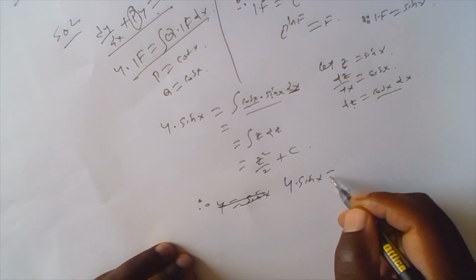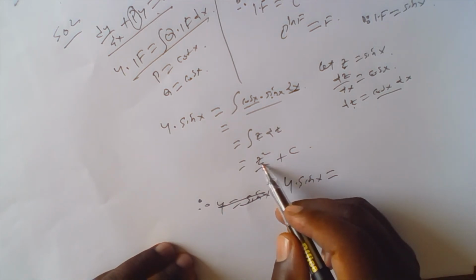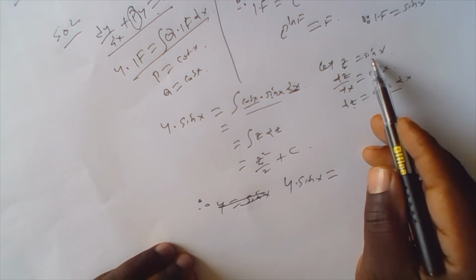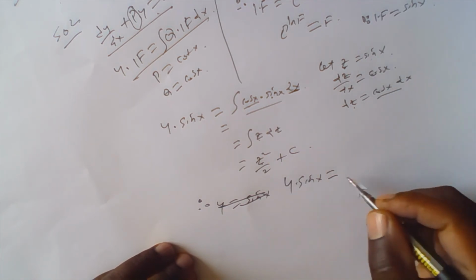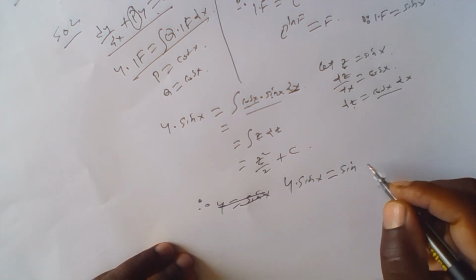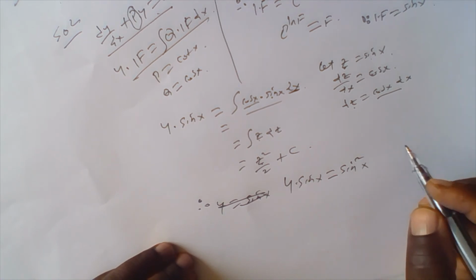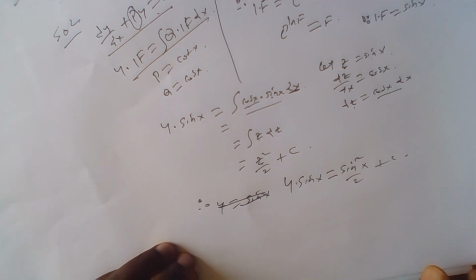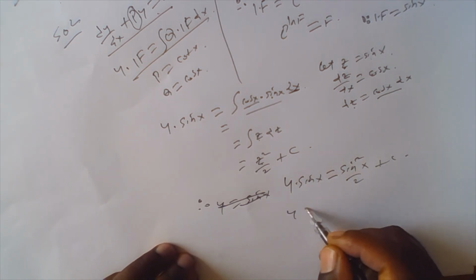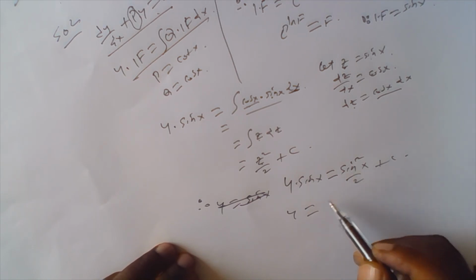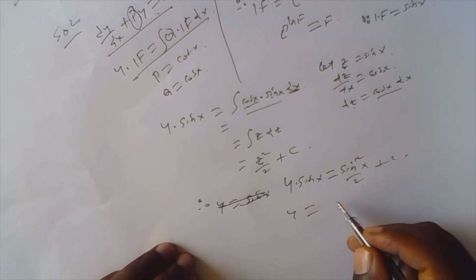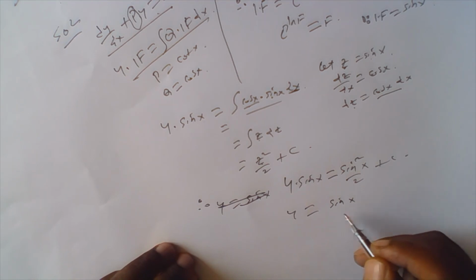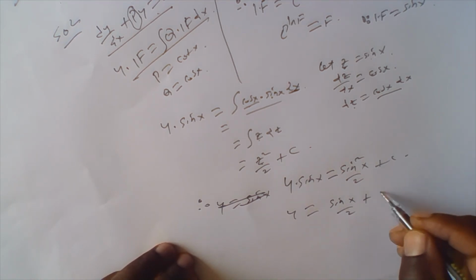Therefore, y sin x equals, replacing z with sin x, sin squared x over 2 plus a constant of integration. So y equals, when you divide through by sin x, sin x over 2 plus c over sin x.